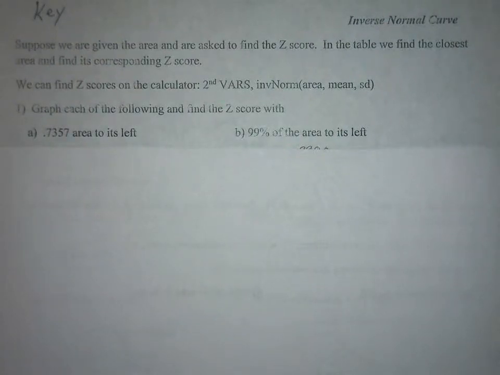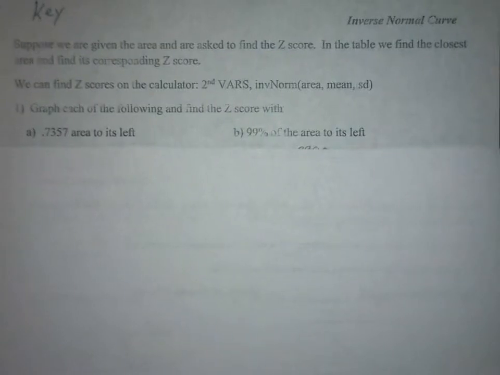Suppose we're given the area and are asked to find the z-score. In the table, we find the closest area and find its corresponding z-score. So compared to the past, where we were given a z-score and then looked up the area in the normal curve, now we're going backwards. So an inverse normal curve, we're going backwards, basically saying we're going to be given the area or probability, and we want to use that to find the z-score.